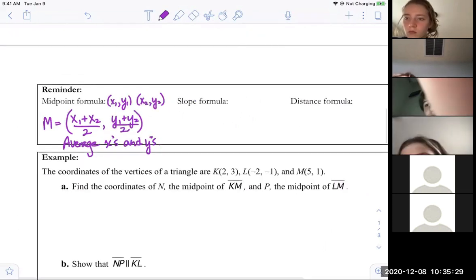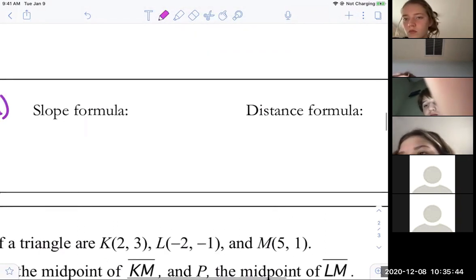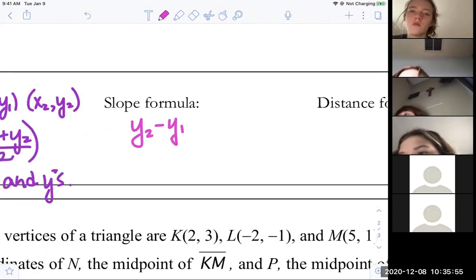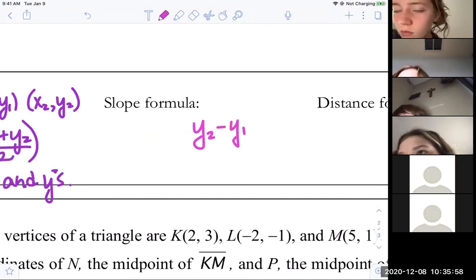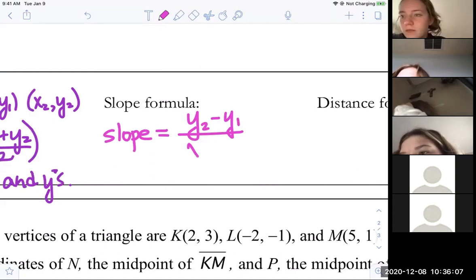Okay, slope formula. Blair, what's the slope formula? Y2 minus Y1 equals... I don't want the point slope equation. I want the formula. So slope is equal to Y2 minus Y1 over what? Oh, sorry. X2 minus X1. So just the formula to calculate slope, not actually a point slope equation.